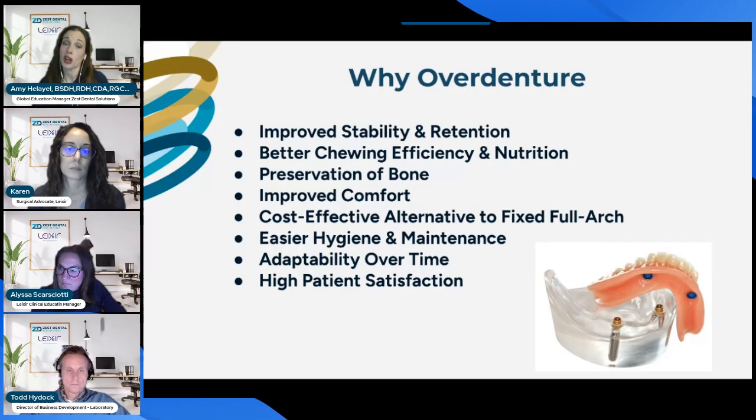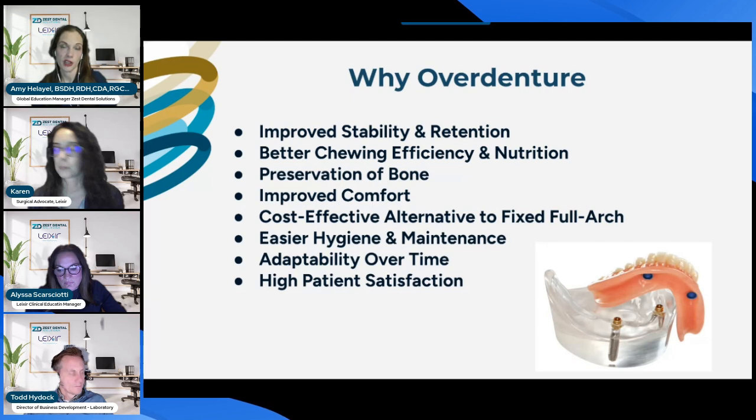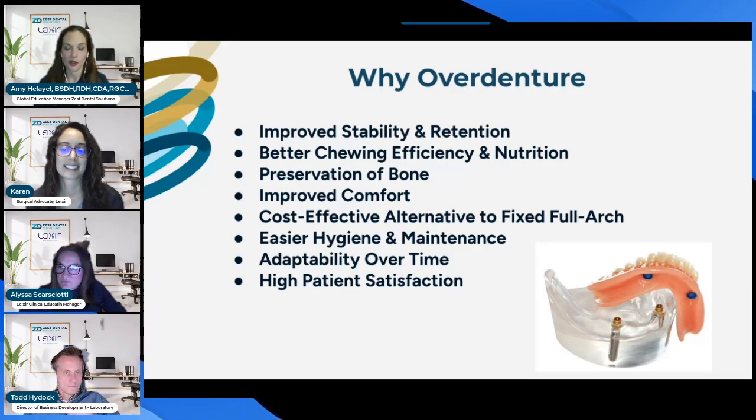Overdentures have easier hygiene and maintenance, able to take it in and out, easier to clean, easier to maintain, and then adaptability over time. We're going to learn throughout this 3-part series how overdenture therapy can lead that patient on a journey from edentulism to 2 implant overdenture to 4 implant to eventually even a fixed full arch treatment where the teeth are permanently fixed in the mouth, all while using the single abutment. So again, it's a little teaser to stay tuned and join us at our next webinar in February.